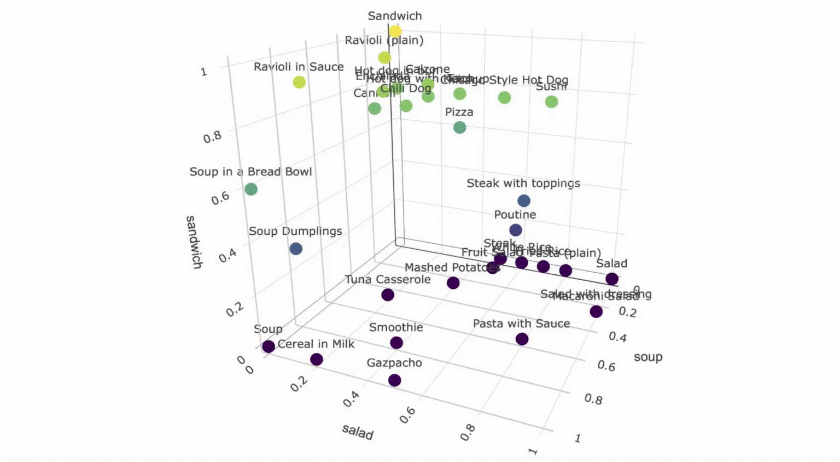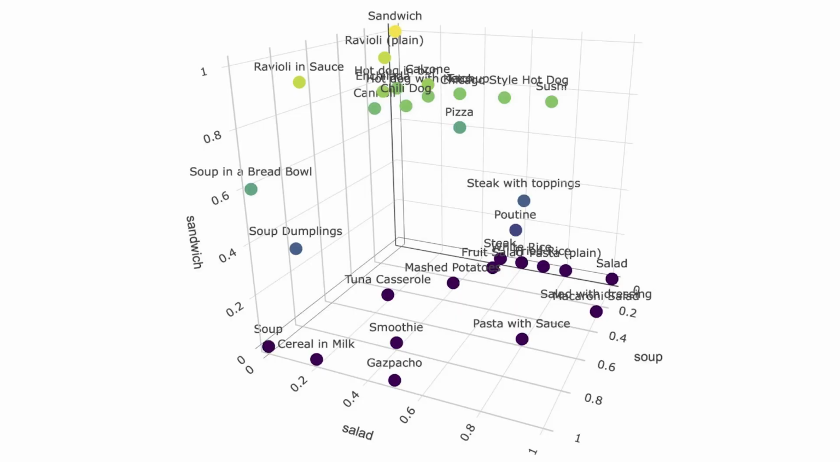You rank each of their properties in terms of how much they're like a salad, how much they're like a soup, and how much they're like a sandwich. Okay, I guess. And then you put that on this graph. So you have your top up here, which is just pure sandwich. And then you have other things like ravioli. Just a plain ravioli is more like a sandwich, so it's quite close up there. But it's not like a salad or a soup.